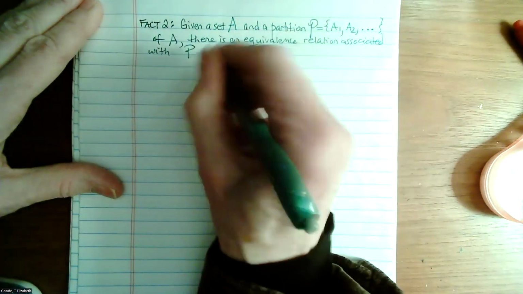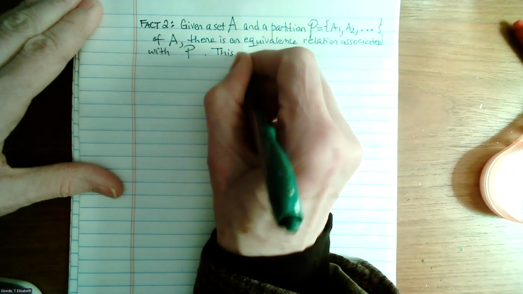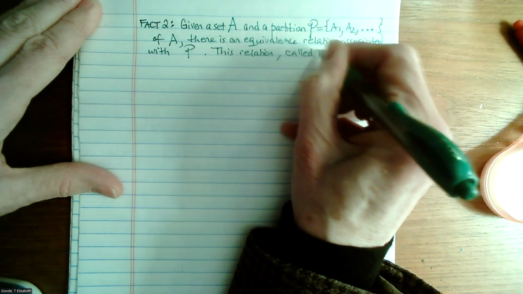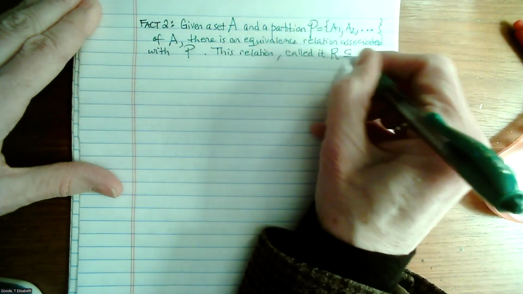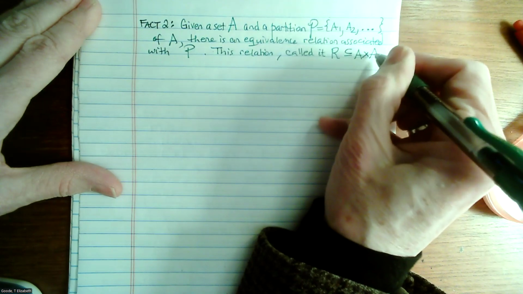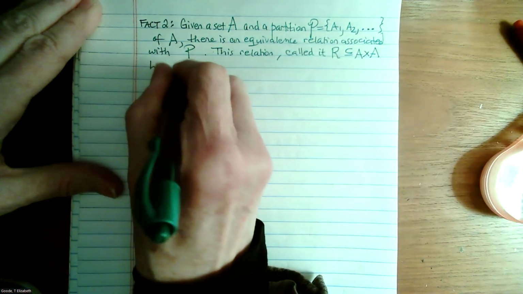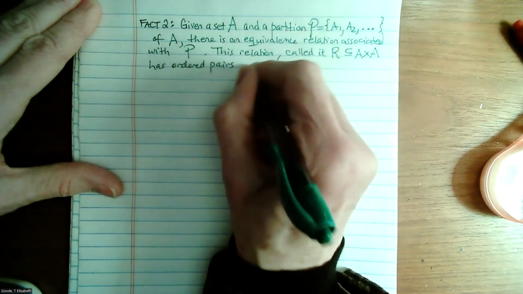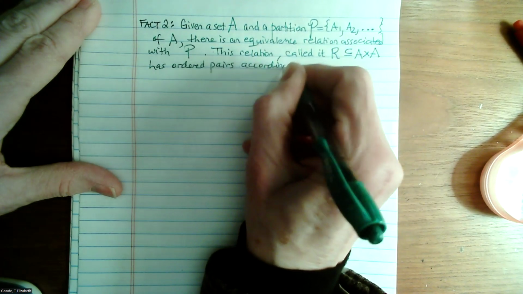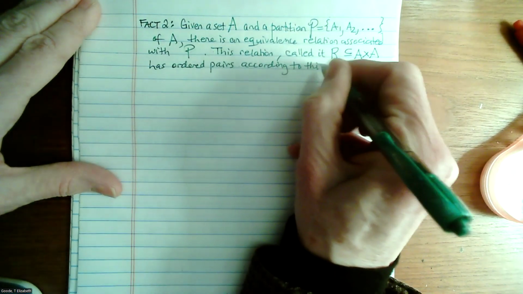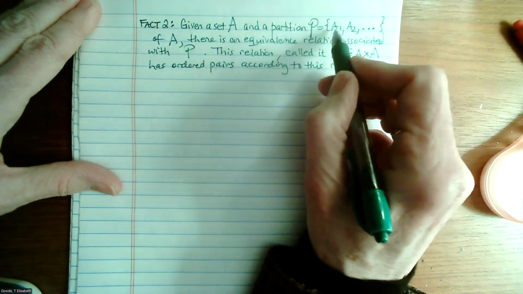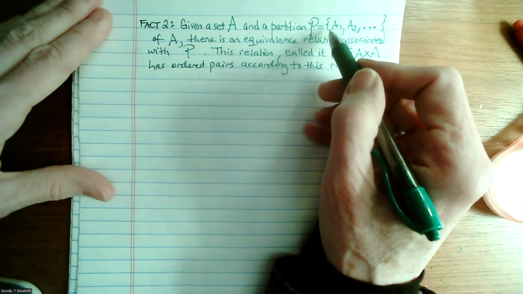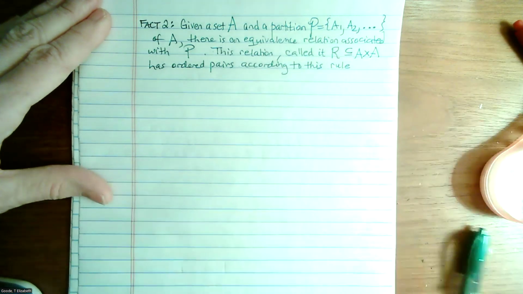This relation, call it R, is a subset of A cross A because it's an equivalence relation on A, and has ordered pairs according to this rule. Basically, if you see elements of A sitting together in one of these subsets, then you have to make them related to each other in every way possible. Here's the rule.